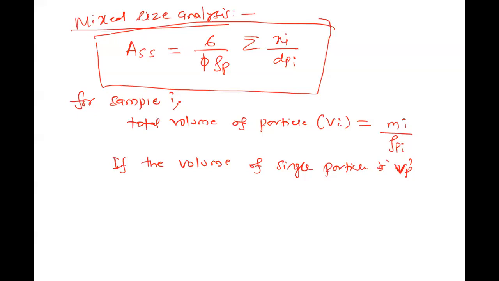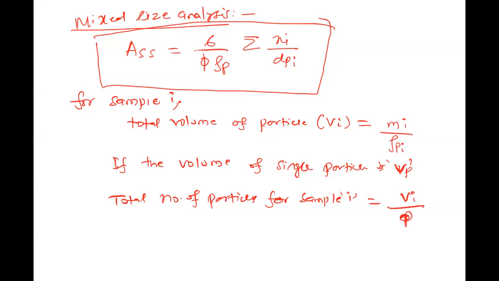So the total number of particles for sample I equals Vi by Vp. Is it clear? This is represented as Ni, the total number of particles for a sample I. So Ni equals Vi by Vp. Is it clear to all of you?